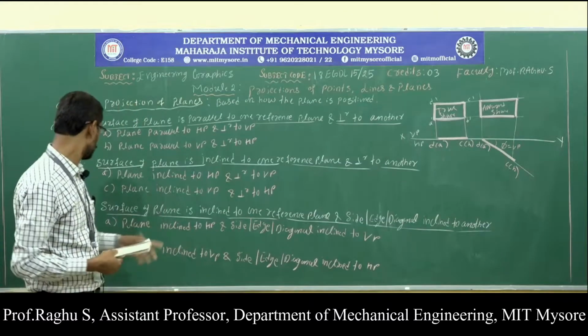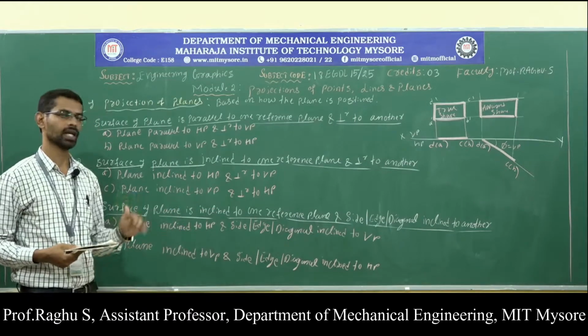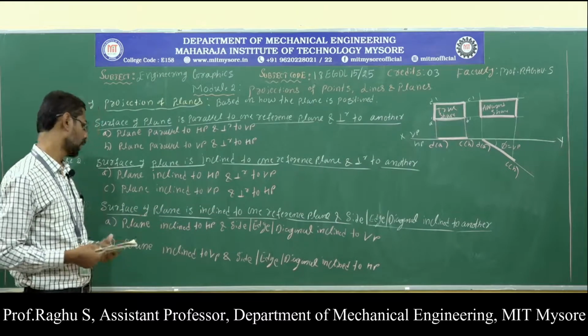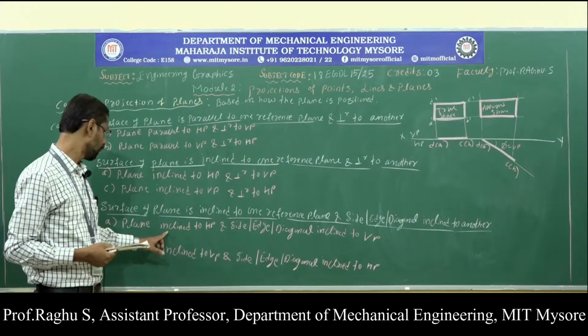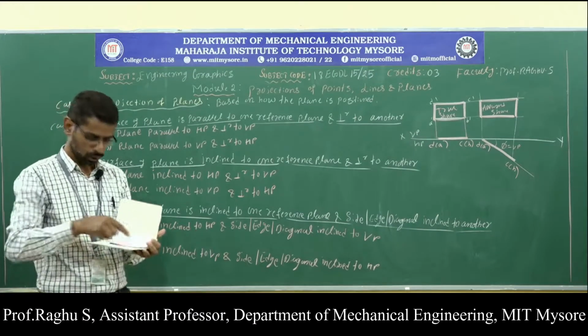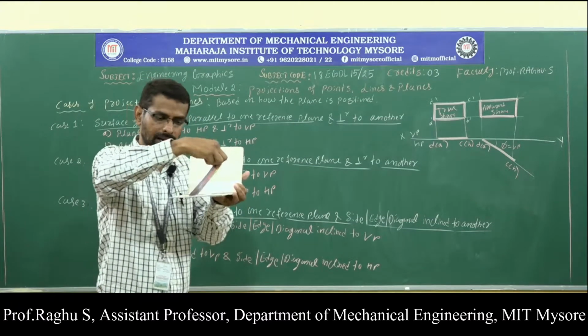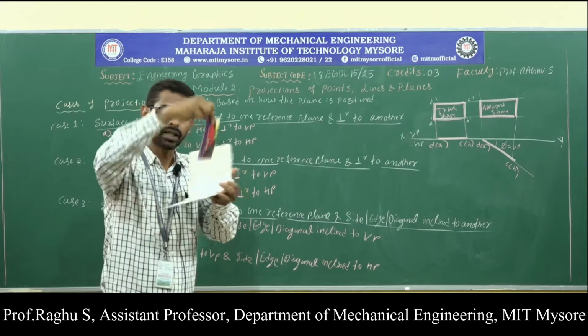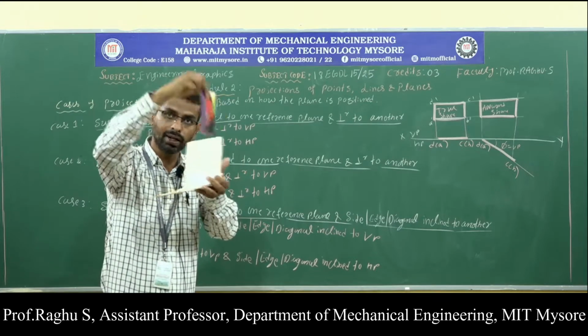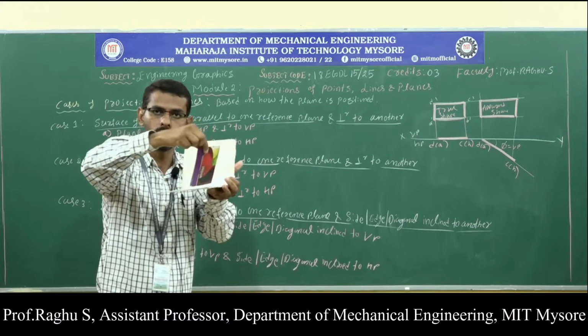So now the last one: the surface of the plane inclined to one of the reference planes and the side or edges inclined to another. In that first one, the plane is inclined to HP and the side or edges are inclined to VP. Here the position is like this. The plane is inclined to HP, and this is the resting side on which the lamina rests, and this side is inclined to VP.